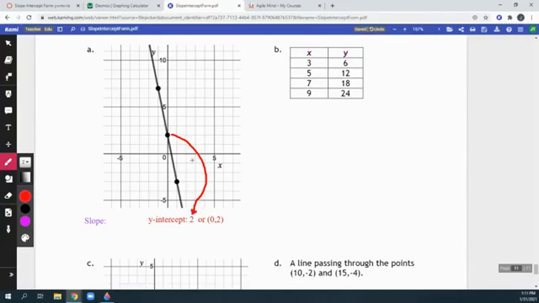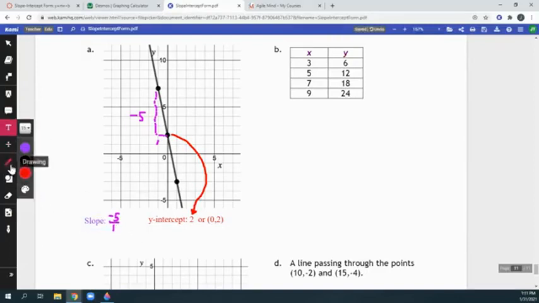So we know our intercept is 2. The next thing we need to do is find our slope. Notice this goes down, and over it goes down 1, 2, 3, 4, 5, and 1 to the right. So the slope is down 5 and 1 to the right, which is just -5.